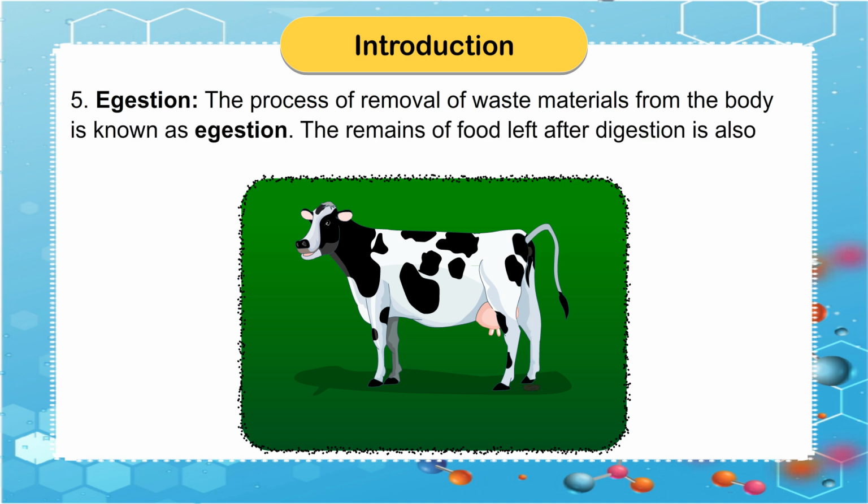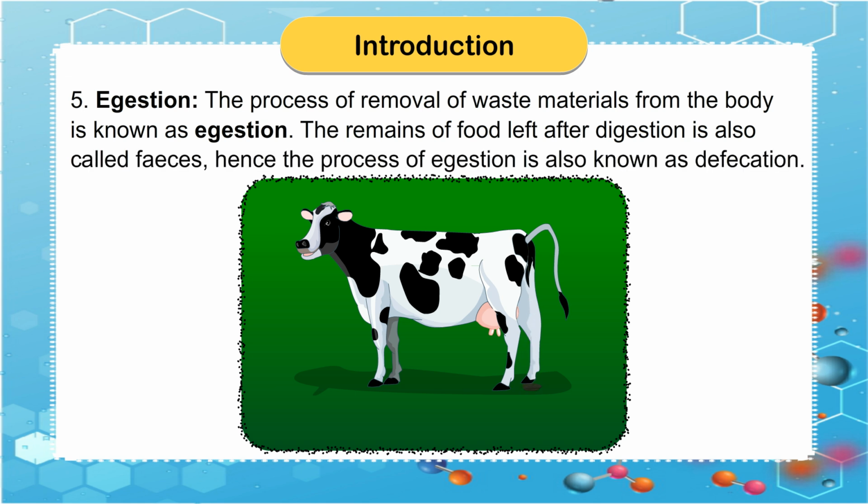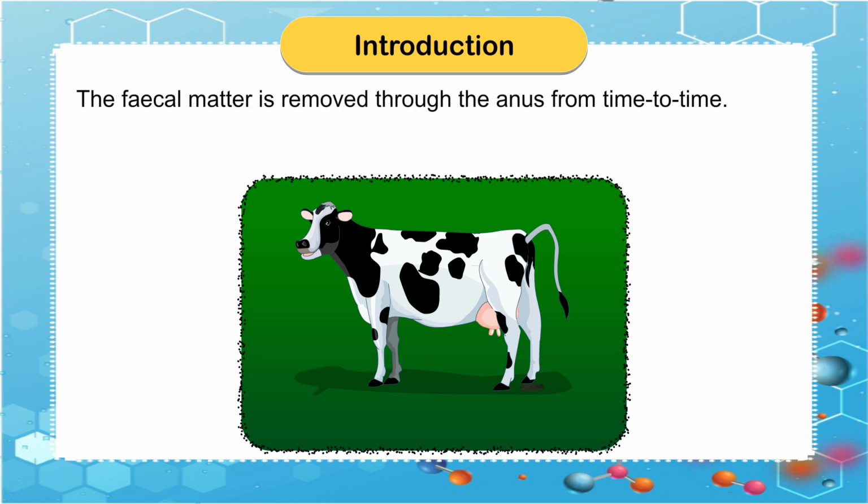The remains of food left after digestion is also called feces, hence the process of egestion is also known as defecation. The fecal matter is removed through the anus.